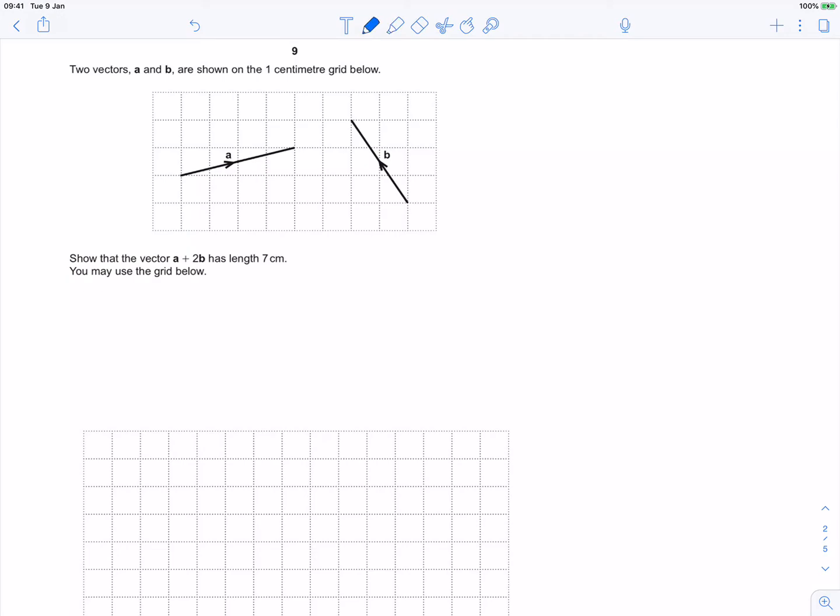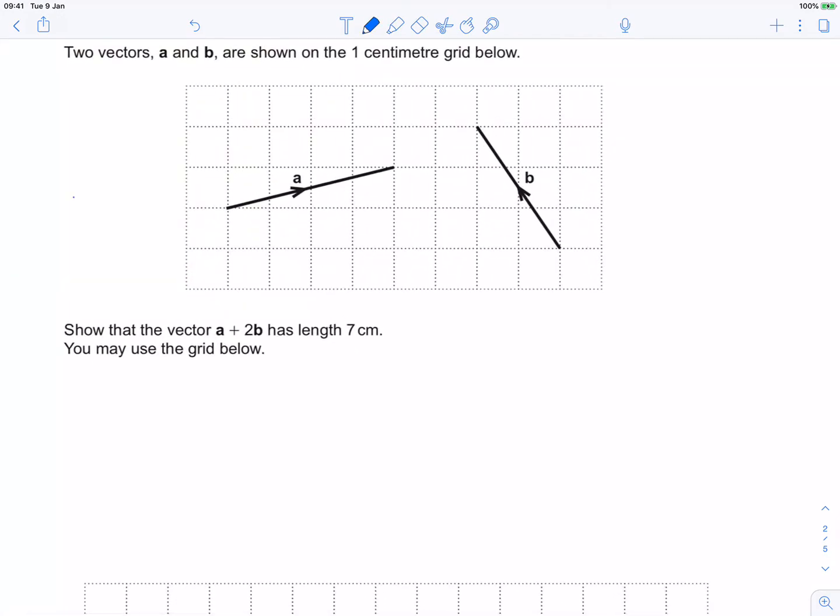Okay, so let's think about it. What is A? A is the column vector of, well, I go 1, 2, 3, 4 to the right, so 4, and up 1. Notice how the arrow is starting here and it's going along this direction, ending there. And if I look at B, well, what is B? B is back 1, 2, so it's minus 2 in the x direction, and it's up 1, 2, 3. So now I have the vectors A and B.